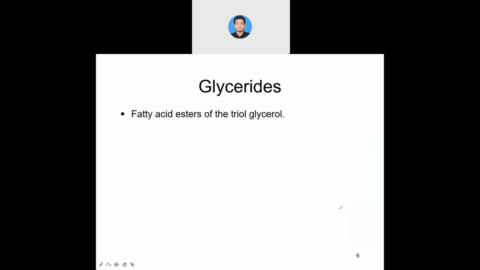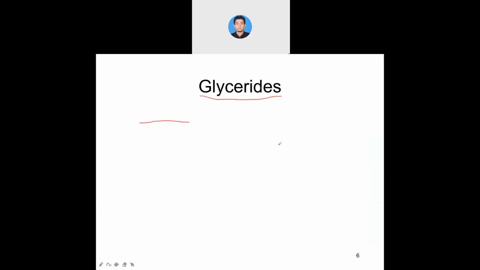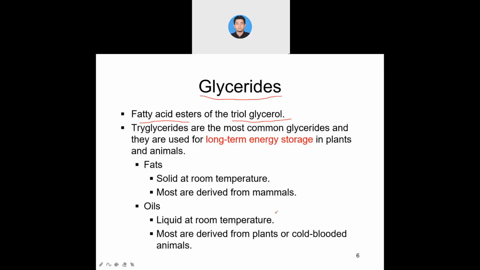Then we look at glycerides. Glycerides are fatty acid esters. From the fatty acid, we react with alcohol to form an ester, and that's what we call a triglyceride, or triacylglycerol. Triglycerides are the most common glycerides, and they are used for long-term energy storage in plants and animals. So these are fats and oils.